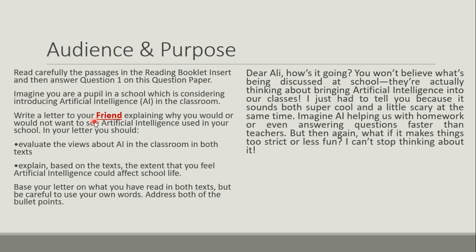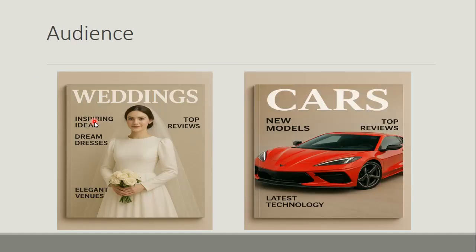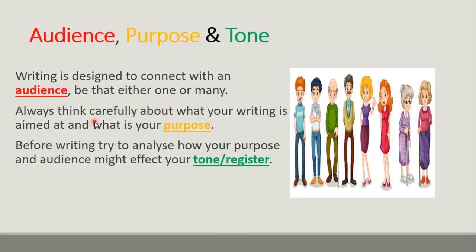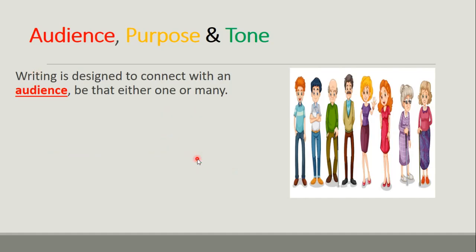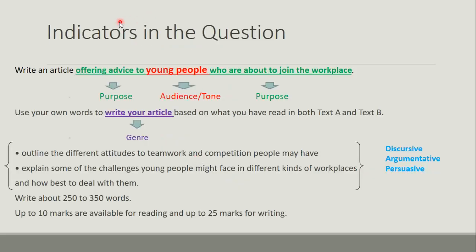I'm going back to my very first slide, which explains the audience, purpose, and tone. Remember, audience is the people, and purpose is why you are writing something. And of course, audience and purpose define what sort of language you are supposed to use. And you have to look at the indicators within the question, because the indicators tell you the purpose, they tell you the audience, and they tell you how to develop the argument or how to persuade your reader.